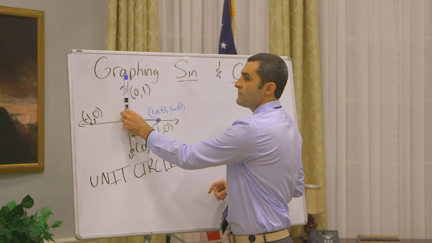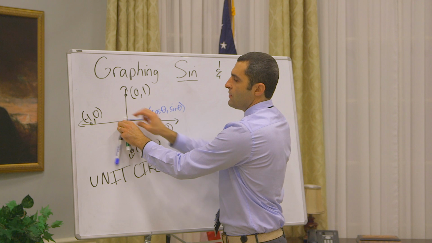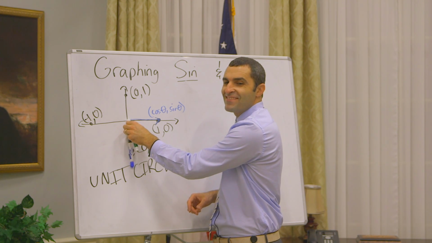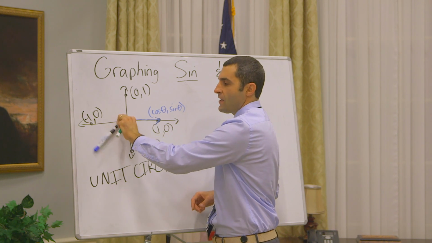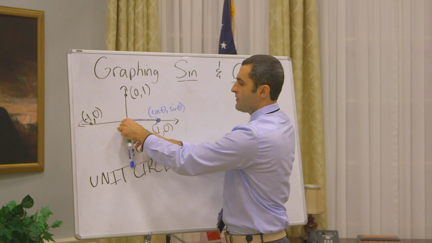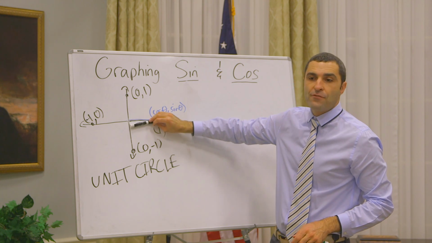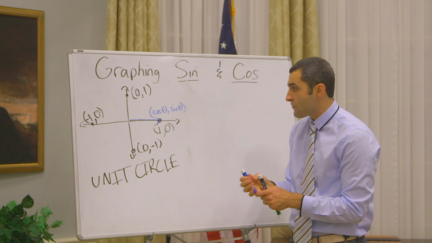90. Very good. 180. This one's hard. Do you agree it's 180 plus 90? So then 270. 270 is correct. Followed by all the way around, a full 360. Very nice. Now let's do it in radians real quick.